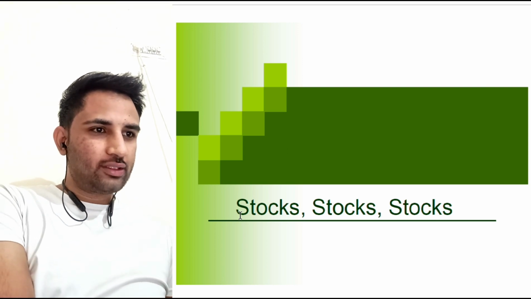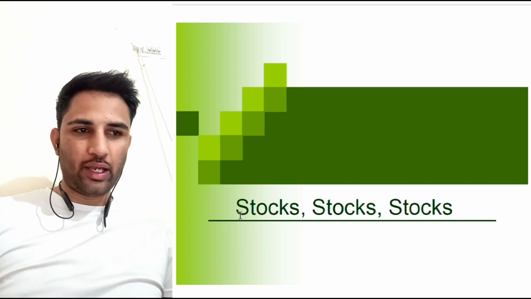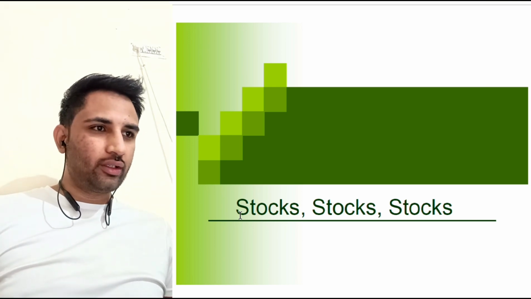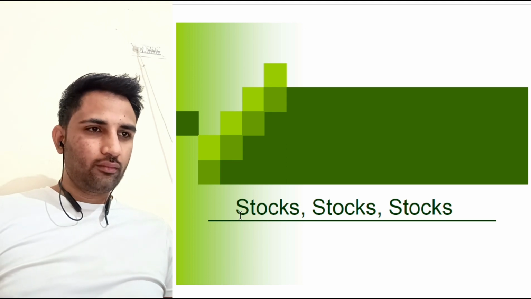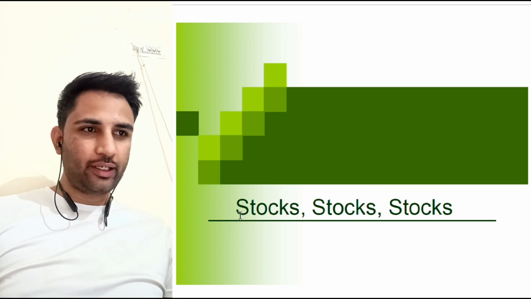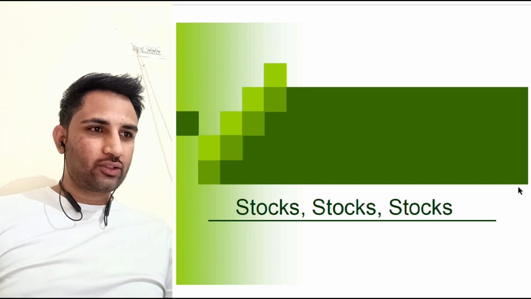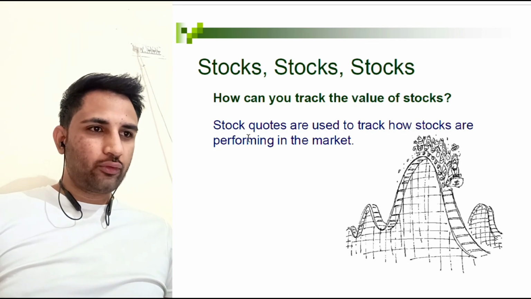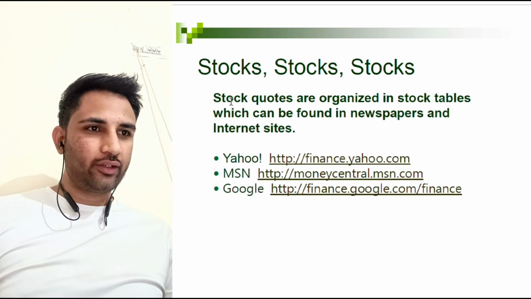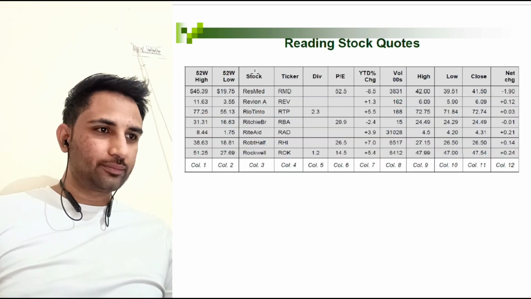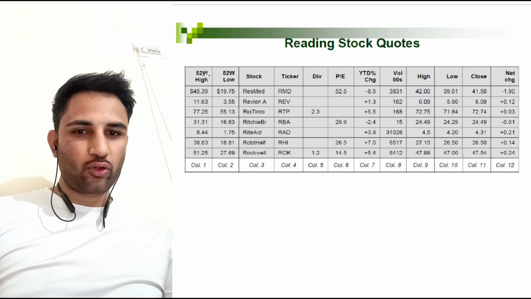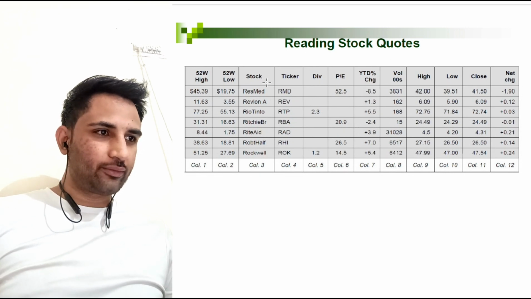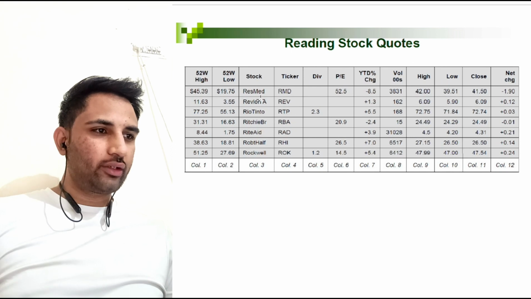Stock quotes are organized in stock tables, which can be found in newspapers and internet sites such as Yahoo, MSN and Google. So this is an example of a stock quote. In the first column it says 52 weeks high, then it is 52 weeks low, and then it is the stock name, and this is the ticker name. So let's say the lowest point of ResMed was $19.75 in a given year and 45.39 high in a given year. The profit earning ratio was 52.5 and the year to date change is negative 8.5. So the stock has dropped minus 8.5% in the last 1 year.